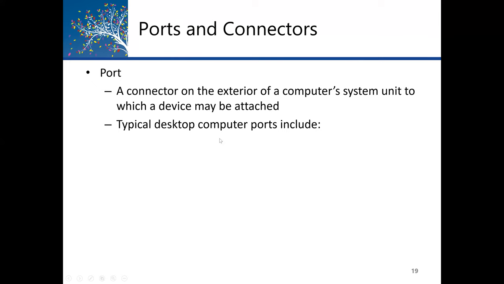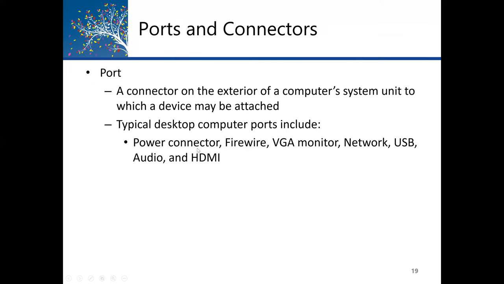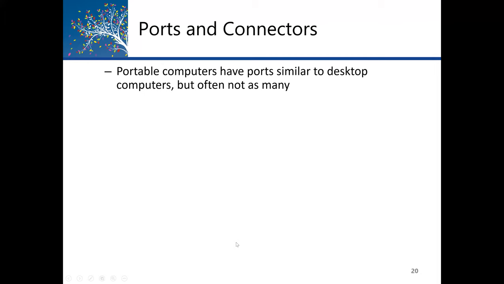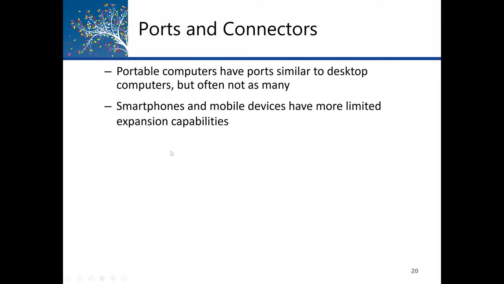A typical desktop computer has ports including power connector, FireWire, VGA monitor, network, USB, audio, and HDMI. These are all ports. Others include IrDA or Bluetooth ports, eSATA ports, or Thunderbolt ports, which are on Apple devices. Now, most computers support the plug and play standard. Portable computers have ports similar to desktop computers, but often not as many. Also, smartphones and mobile devices have more limited expansion capabilities.